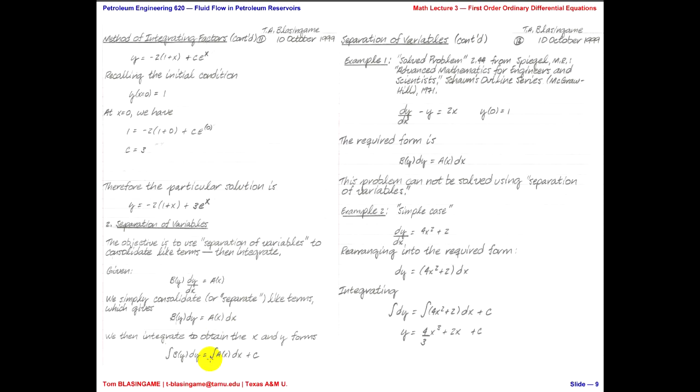Sometimes this gets complicated because y cannot be represented in an explicit way, and the equation ends up in an implicit way. I'll show you a case. So the first example for this method is given by this equation.